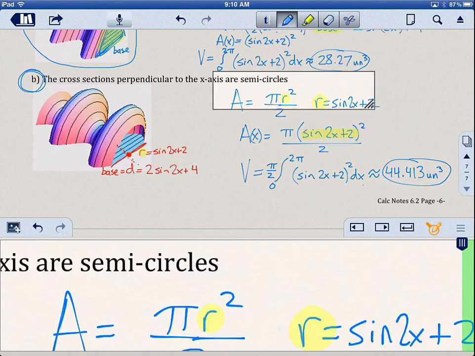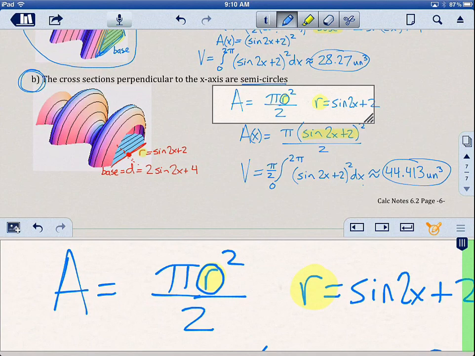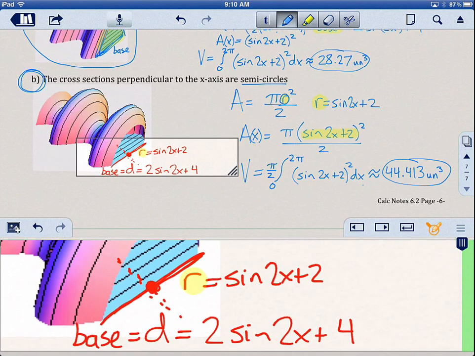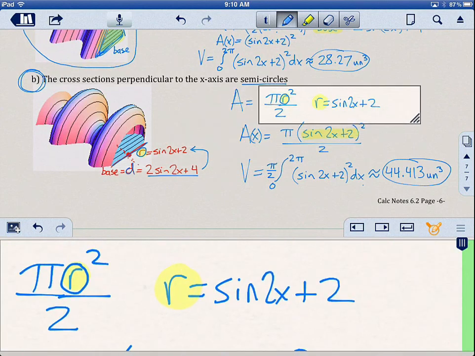Alright, welcome back. Since the cross sections are semicircles, the area of a semicircle is pi r squared over 2. And so our goal now is just to find that value of r. If we look over here, we knew the entire base of this is the diameter of the circle. And we already determined that that was 2 sine 2x plus 4. If we want just the radius, all we have to do is cut this in half, and so we get sine 2x plus 2.